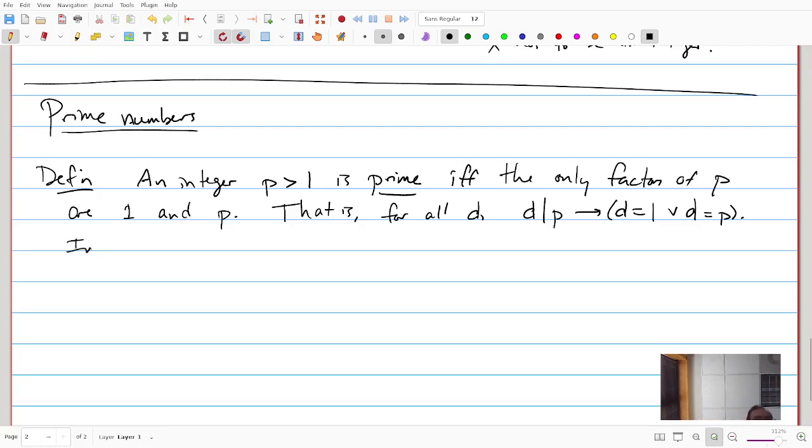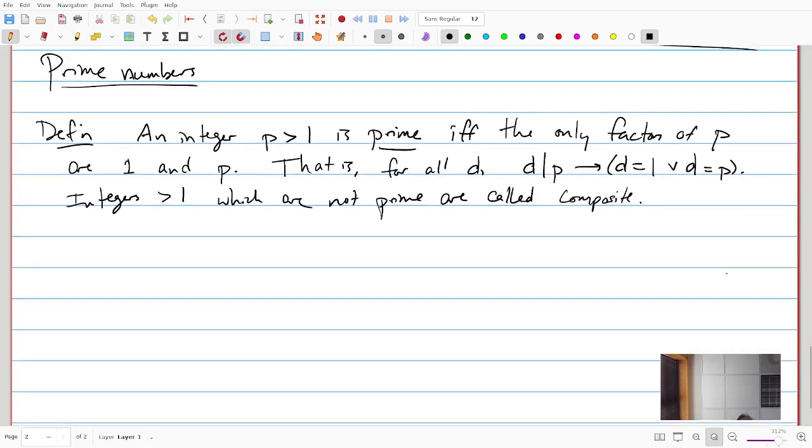or p. Okay, and then integers greater than 1 which are not prime are called composites. Or composite? I don't know, honestly, I think you can say it either way. Okay. Questions about this definition?